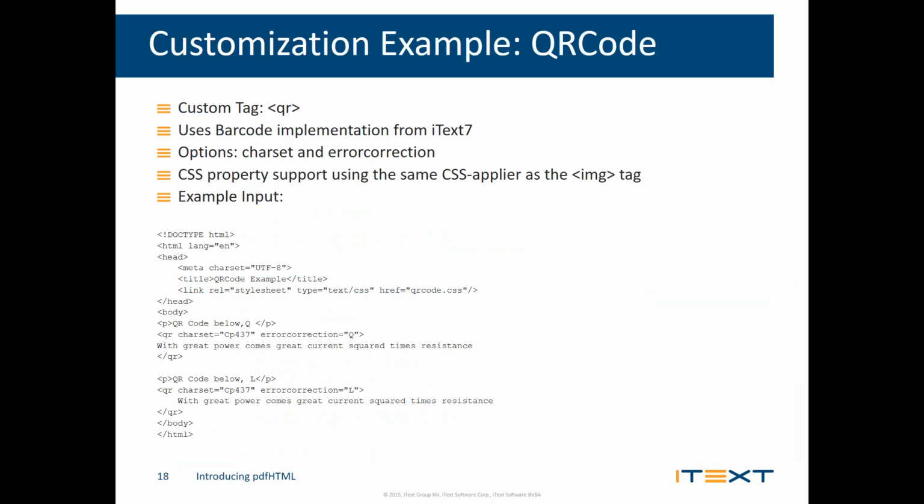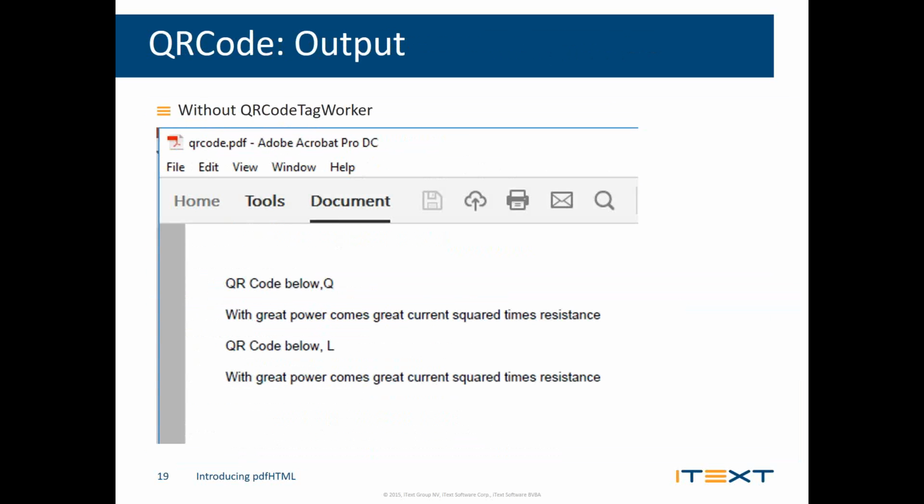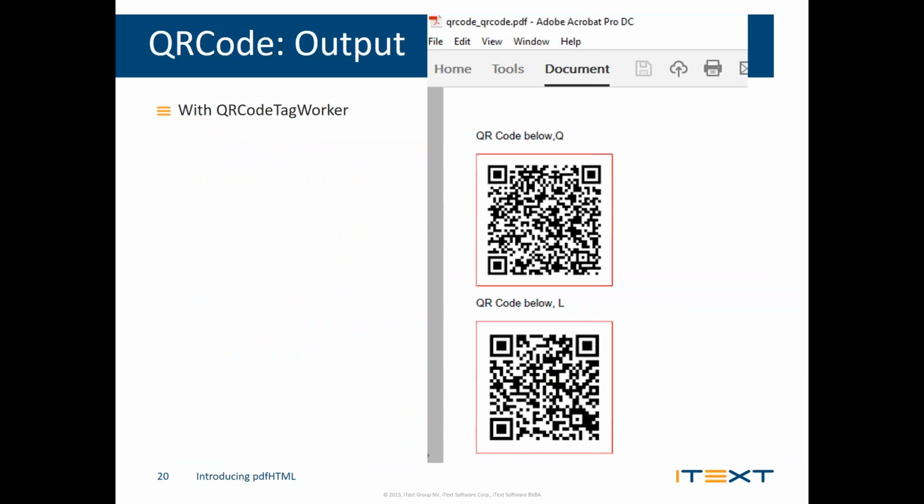I've defined the custom tag as just QR, and you can see the accompanying HTML on the screen right now. If we just use all the default values, this is the output in a PDF you're getting. It's simply the text, but we've defined our own QR code tag worker. We have registered it with pdfHTML, and now the outputs will look something like this.